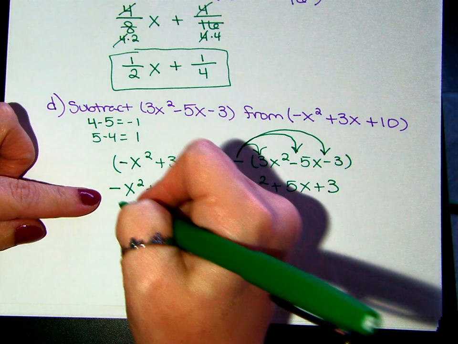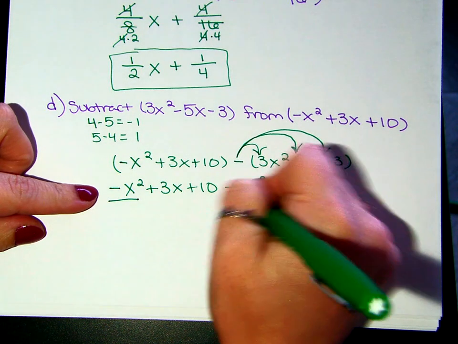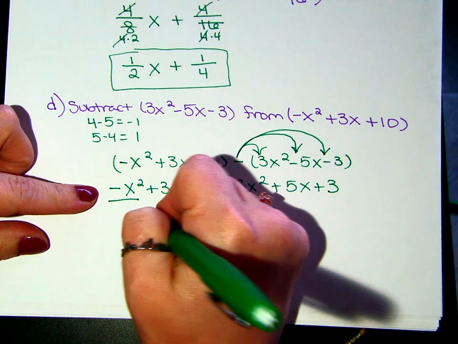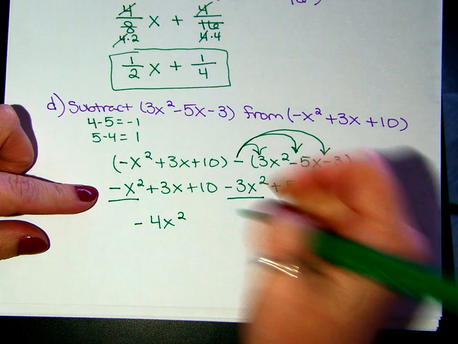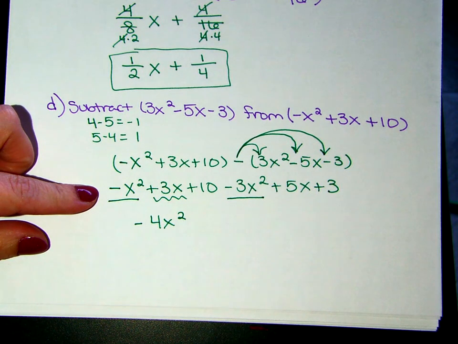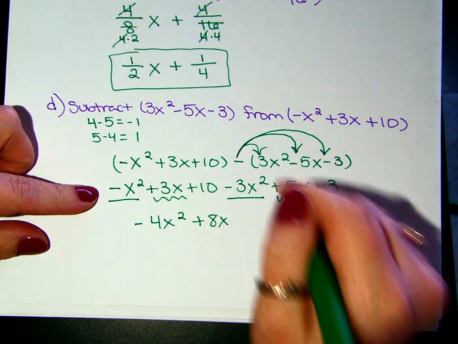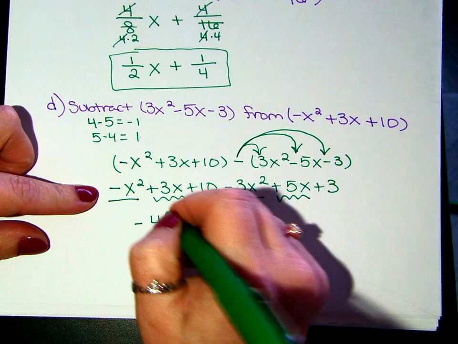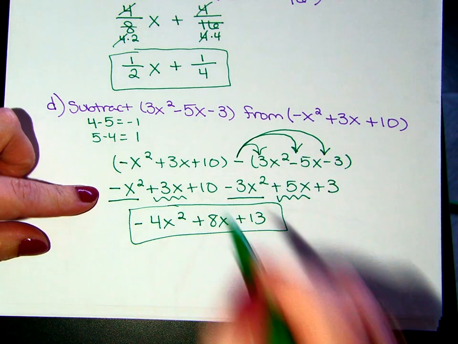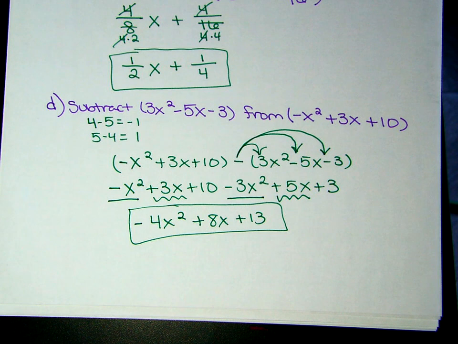Negative x squared minus 3x squared will give me a minus 4x squared. Positive 3x, positive 5x will give me a positive 8x. Then I have 10 plus 3 is 13. Again, we cannot combine any further. That is the end of that problem. We simplified, we subtracted, that is all.